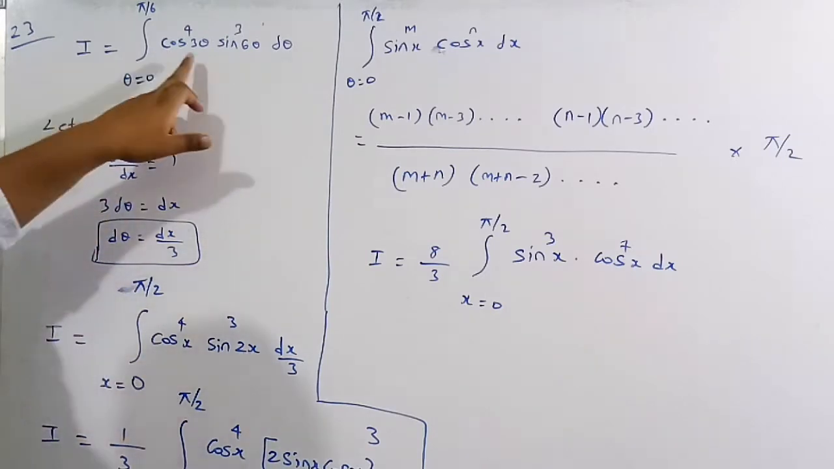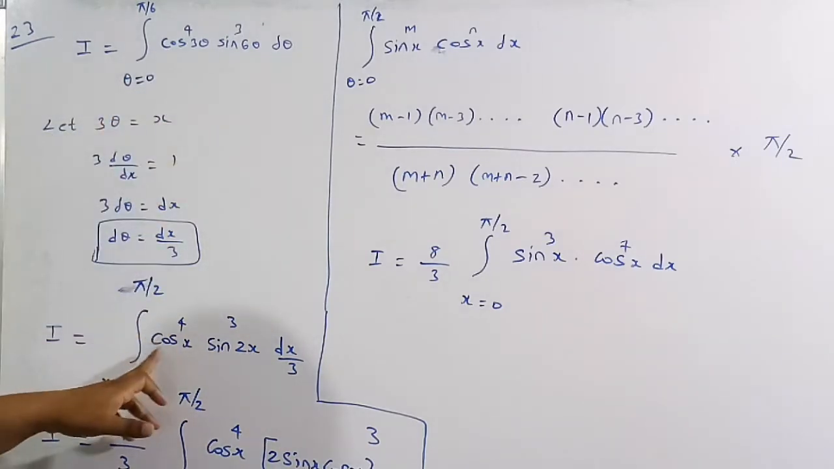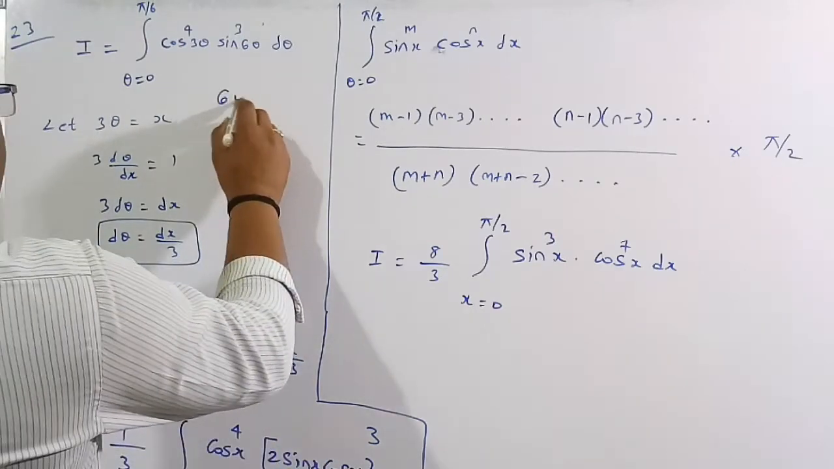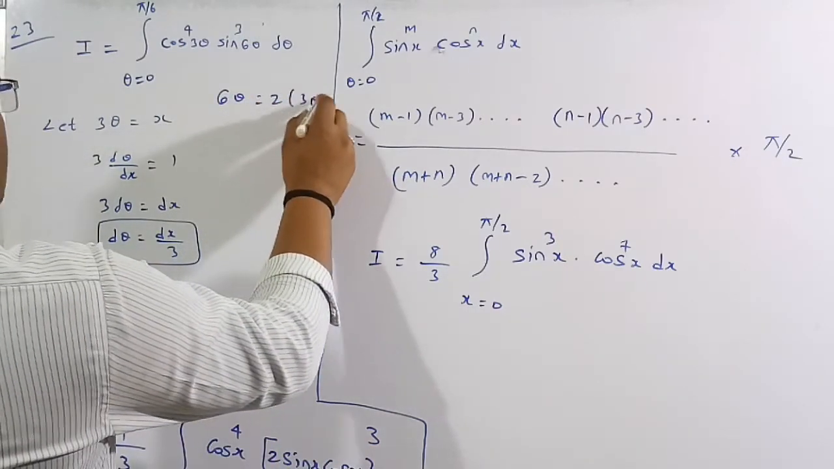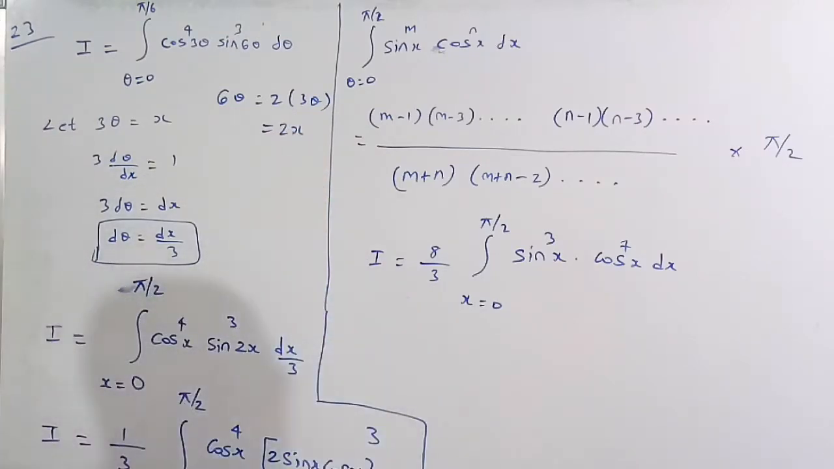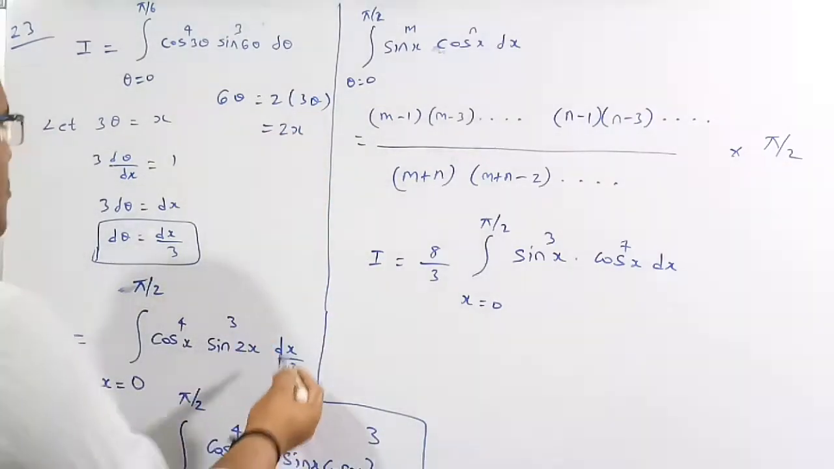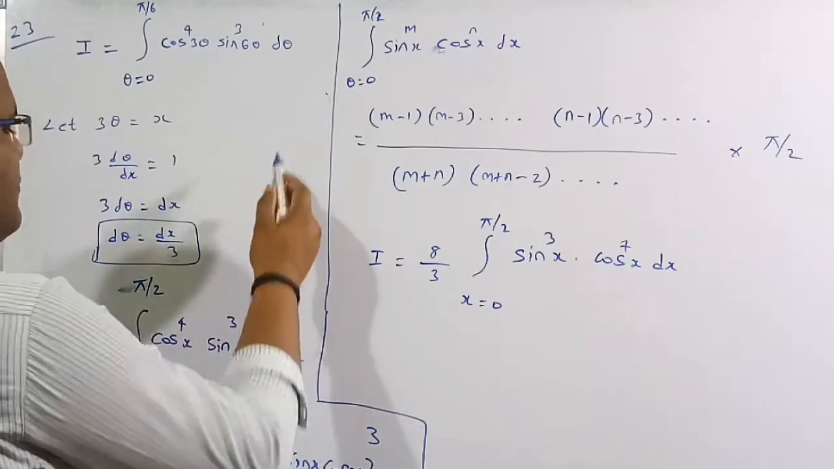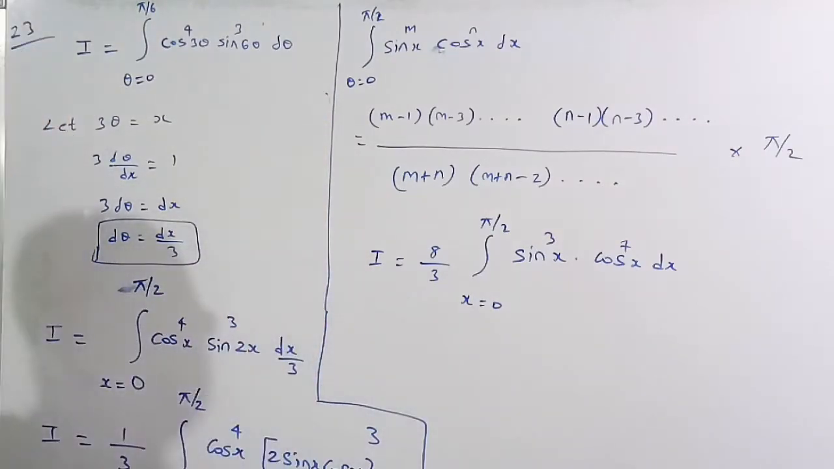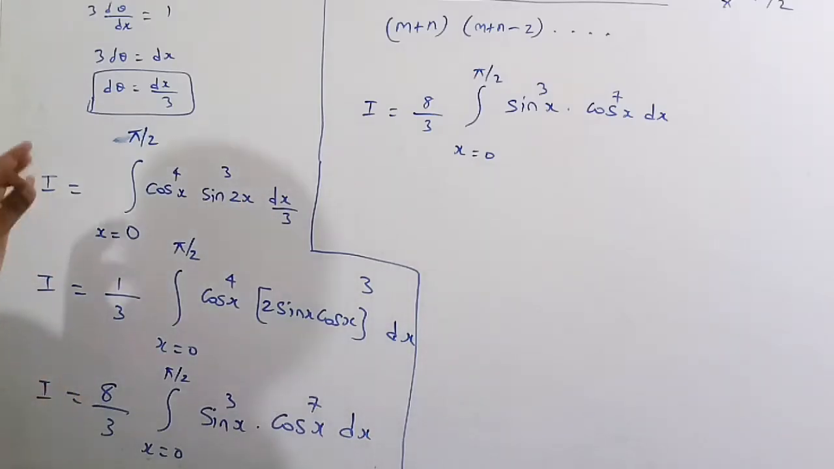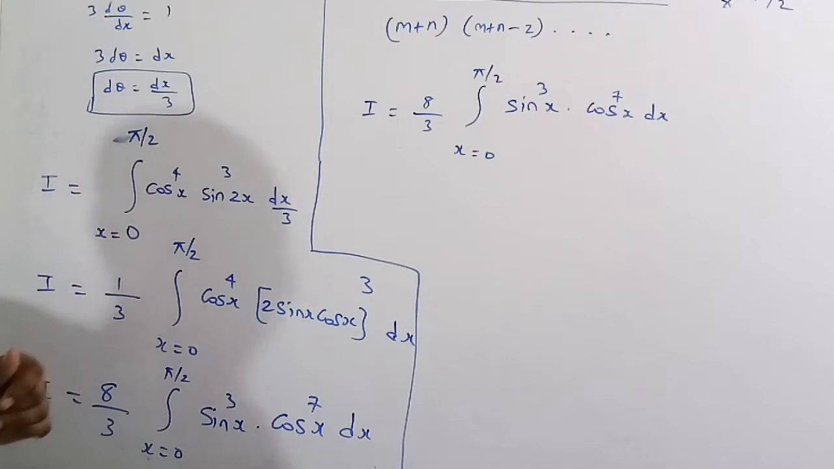So here, in place of 3 theta, substitute x. So cos x whole to the power of 4, and 6 theta we can write as 2 into 3 theta. Since 3 theta is equal to x, 6 theta can be replaced by 2x. So sin 2x whole cube, and d theta is equal to dx by 3. So in place of d theta, dx by 3. Finally, I have converted theta in terms of x. So this is the integration with respect to x now.